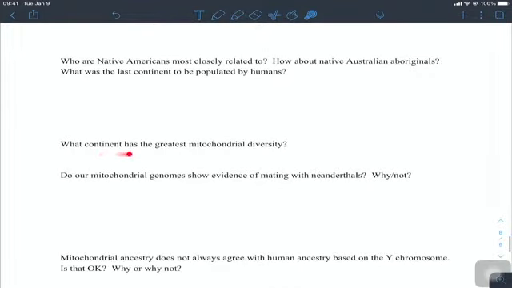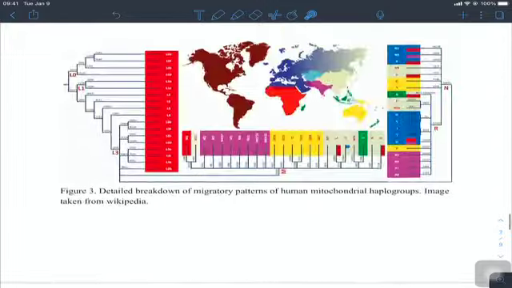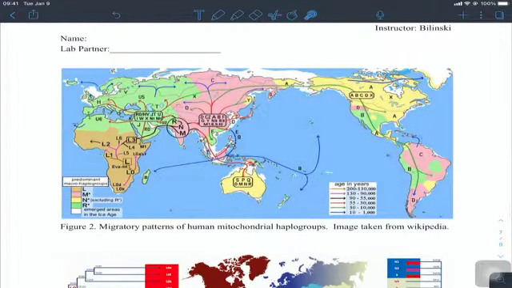So you can additionally answer this question on greatest mitochondrial diversity. And in addition to greatest mitochondrial diversity, we also see the greatest nuclear diversity within this geographic region of human occupation. And then I want y'all to think about this one. Do our mitochondrial genomes show evidence of mating with Neanderthals? So I'll pause here intentionally. What do you think?